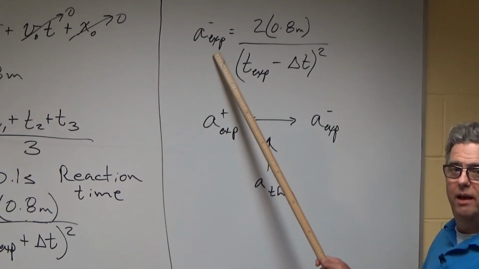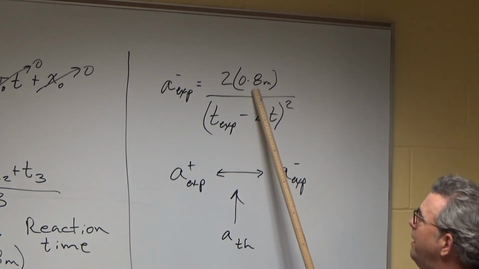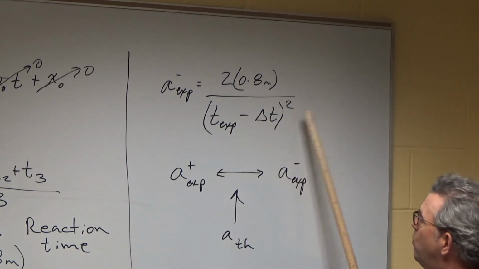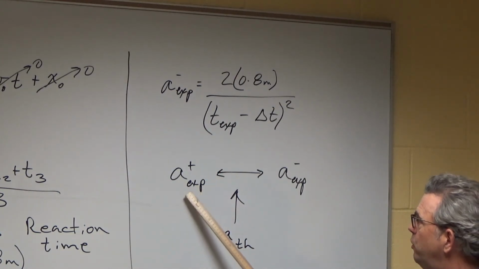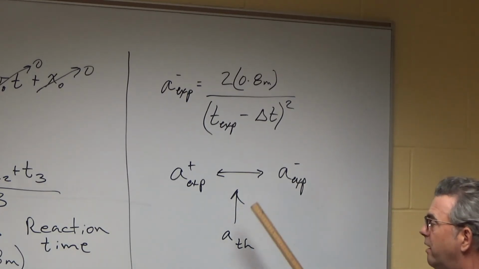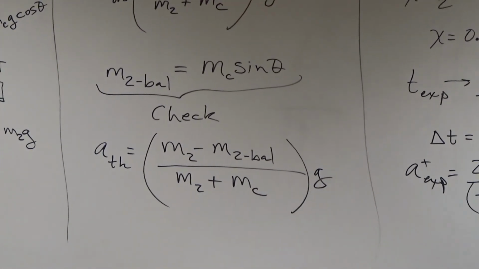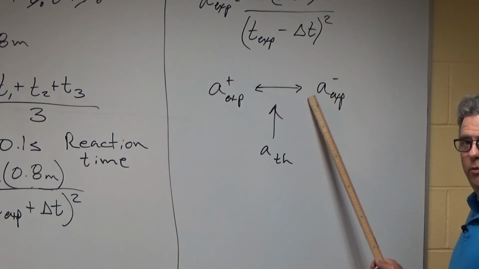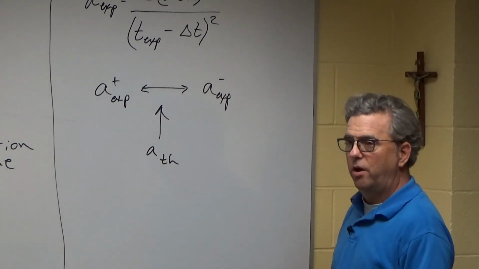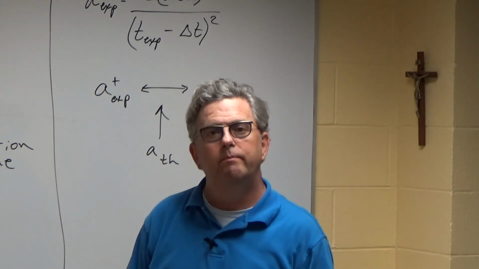Then you'll calculate A minus experimental. That's the same thing, 2 times 0.8 meters divided by t experimental minus delta t, quantity squared. That gives you a range for your experimental acceleration. The idea is, does the theoretical acceleration that we calculated over here fall in this experimental range? Sometimes it does. If it doesn't, you can talk about why it doesn't. So you'll talk about the uncertainties in that experimental setup. Okay?